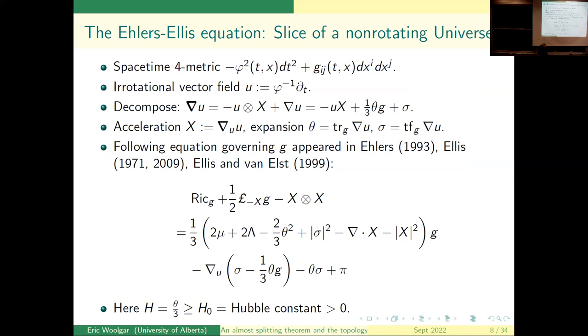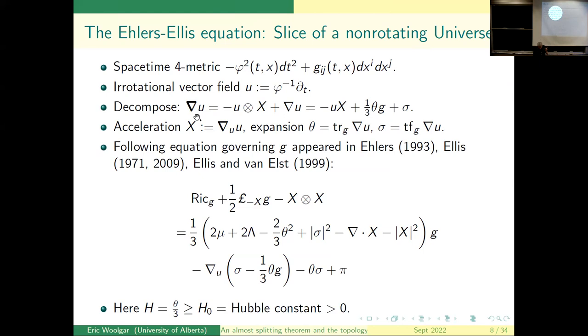I'll use the inverse norm of dt to be phi, so inverse phi will make that a unit vector, which I will decompose into an acceleration term, which is right here. So that's actually the x double dot. It's the time derivative of the velocity, so to speak.